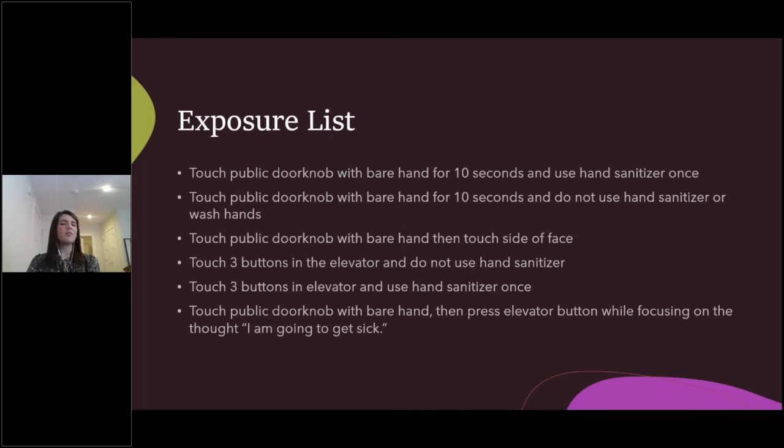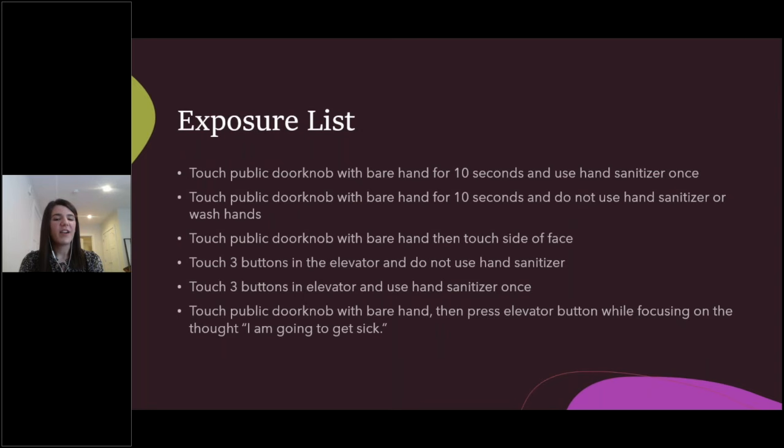So here's an example of an exposure list for Amy. Amy could touch a public doorknob with her bare hand for 10 seconds, since her duration was 5 seconds, and use hand sanitizer once instead of as many times as she needs to feel just right. Touch a public doorknob with her bare hand for 10 seconds and do not use hand sanitizer or wash her hands at all. Touch a public doorknob with her bare hand and then touch the side of her face.